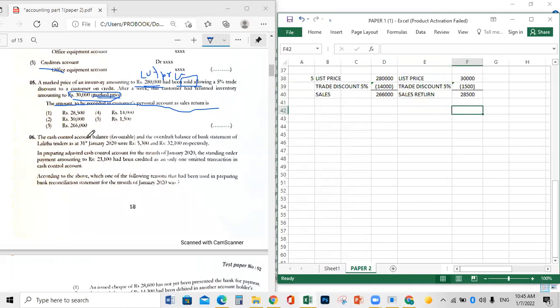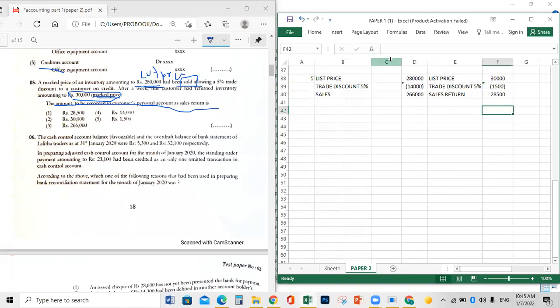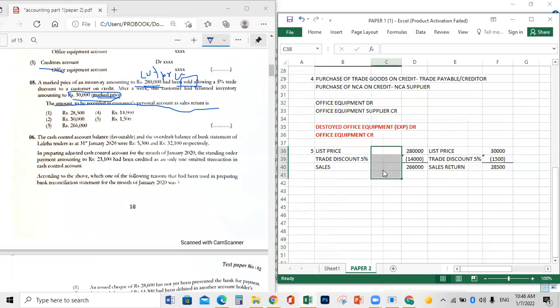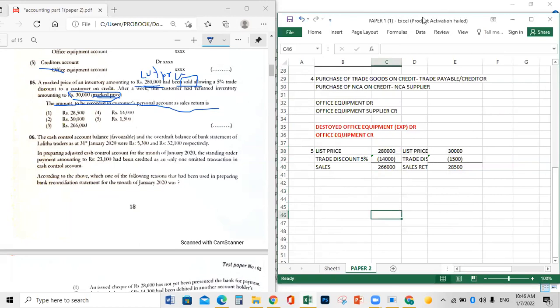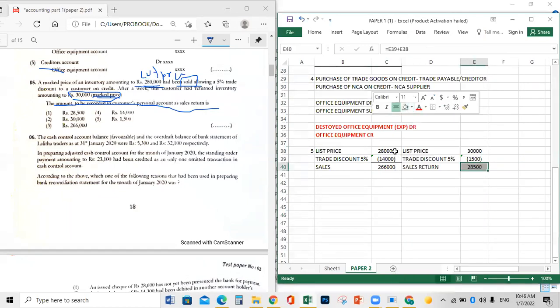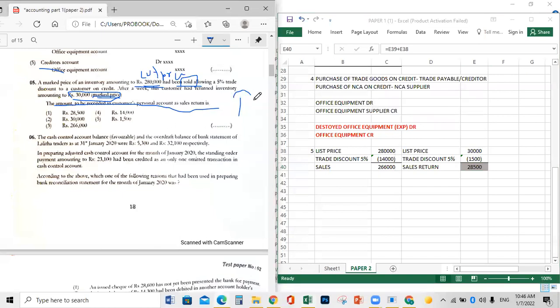How do I know this 30,000 is not yet deducted? The trade discount is not yet deducted. How do I know that? Because they told the word marked price. Marked price, so that means it's not yet deducted. That's how I found out. Clear? So, guys, the answer is 28,500. It is going to be the first one.